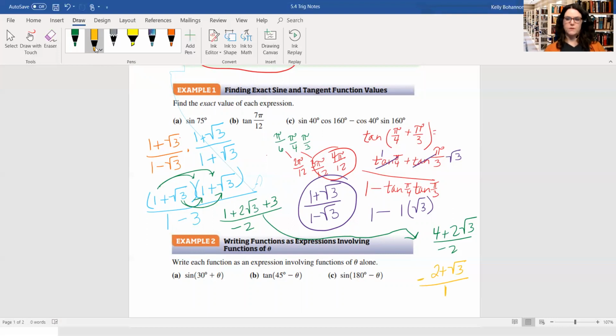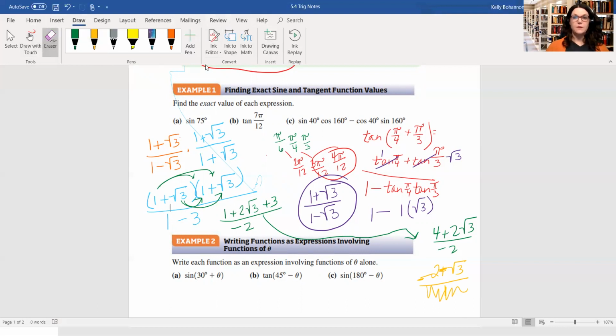So I don't have to write the 1 part. Probably what I would do is change this to negative and change these both to negative. So it'd be negative 2 minus the square root of 3. All right, so that is all for that one.